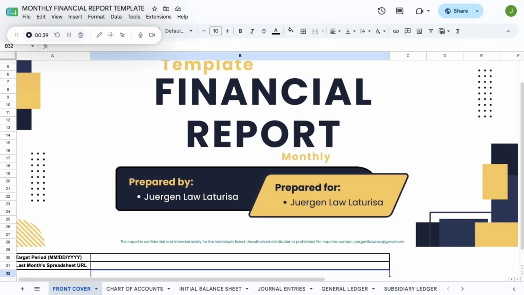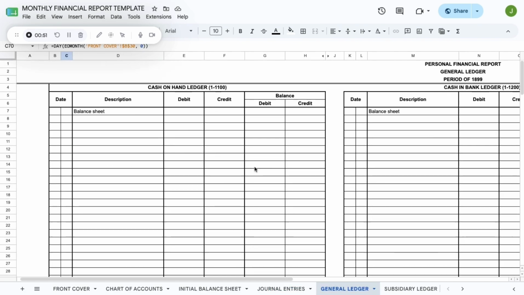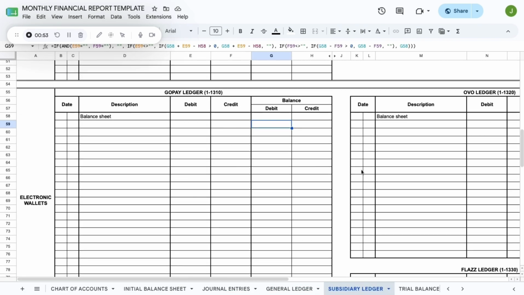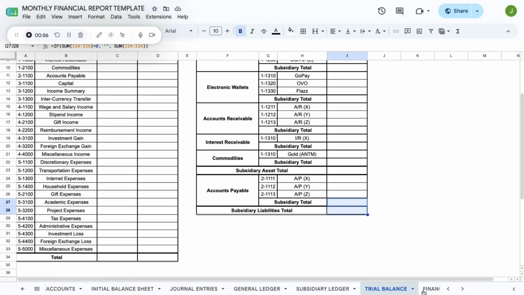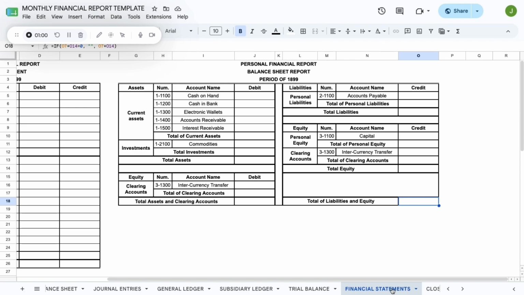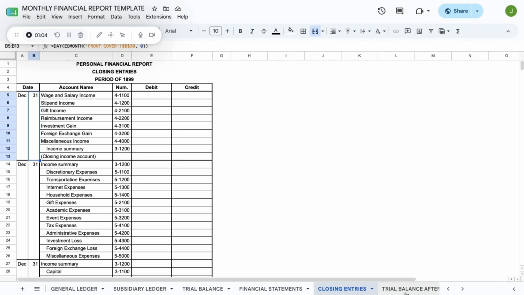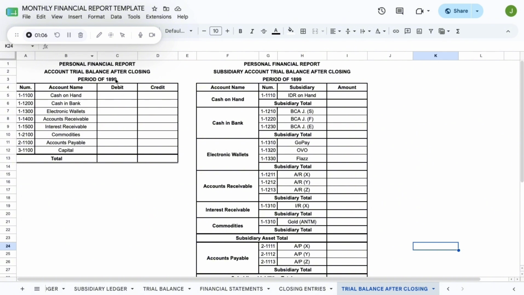The whole system that I built here is based around a simplified version of the accounting cycle. So you start off with the journal entries, or recording your transactions here. It gets categorized in the general ledgers and subsidiary ledgers, then gets balanced in the trial balances, pops out financial statements, closes the books, and finally makes a trial balance after closing.